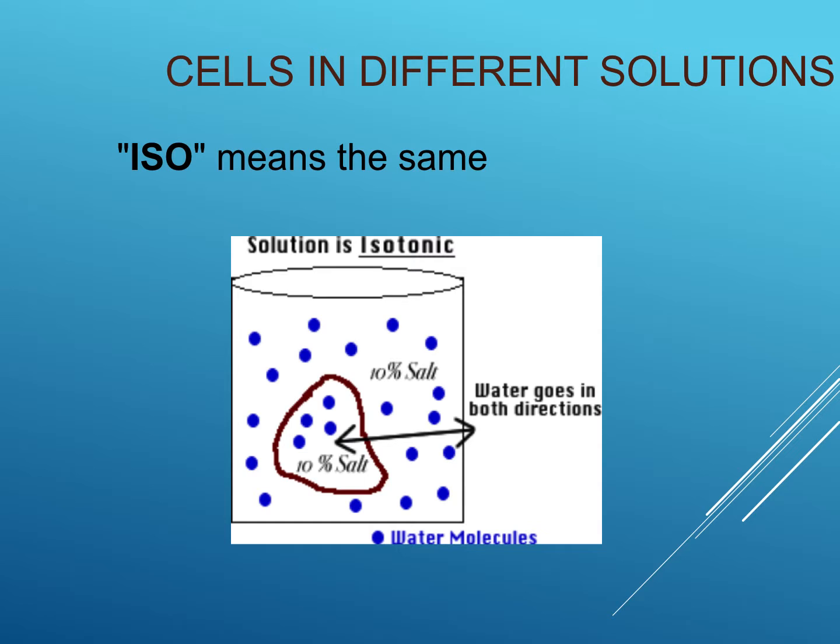Iso means the same. So if we're talking about an isotonic solution, that means that everything is balanced inside and outside of the cell. So the water will travel in both directions across the cell membrane, and it will be equal.